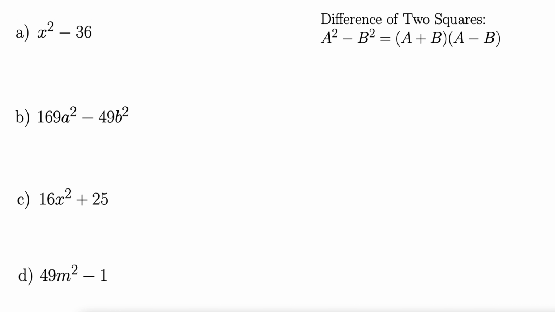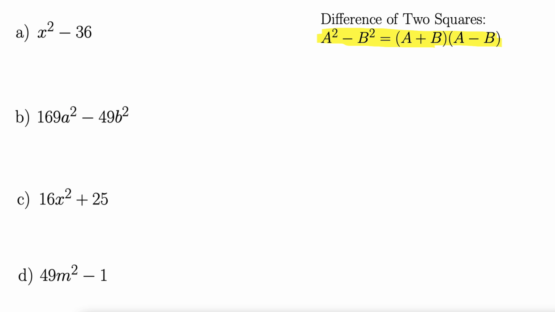Here we have a very useful formula known as the difference of two squares formula. It's a squared minus b squared equals a plus b, a minus b. This is something that you should probably internalize because you'll see this all the time.